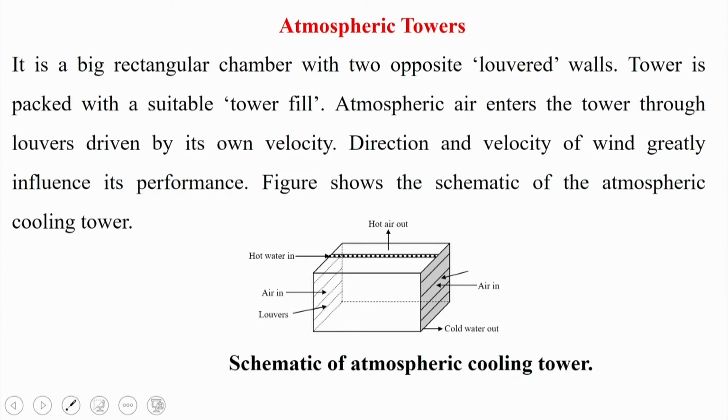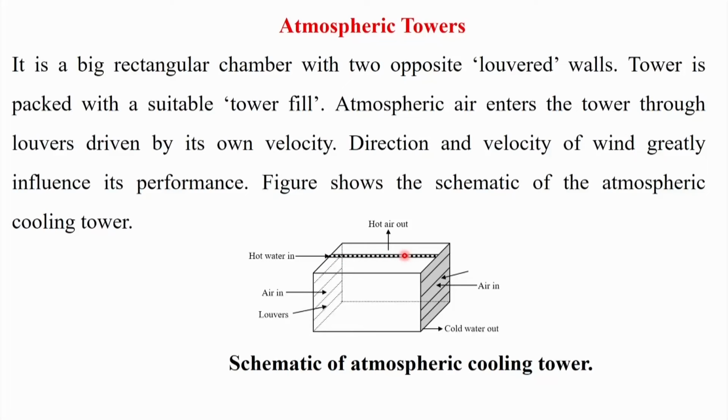So, the first one is the atmospheric tower. It is a big rectangular chamber with 2 opposite louvered walls, on the left hand side and the right hand side. All these are louvers. Louvers are nothing but wooden slots which are placed on opposite sides of this cooling tower, and water is sprayed through the sprayer at the top of this cooling tower.